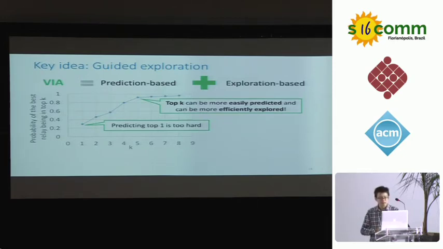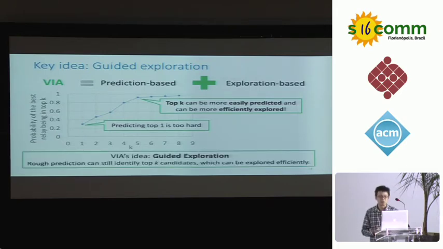So this is amazing. What this means is it is much easier to predict a small set of candidates that include the best one, and this small set of candidates can be explored much faster than exploring all relays. This is our insight, and this insight inspired a key idea behind VIA, which is called guided exploration. It says even the rough prediction can still identify the top k candidates, which can be explored efficiently. Saying it in simpler words, it means the prediction-based method can be used to narrow the decision space down, and then the exploration-based method can take over and exploit it efficiently. Okay, so that's the basic intuition of VIA, and I will explain some of the details now.